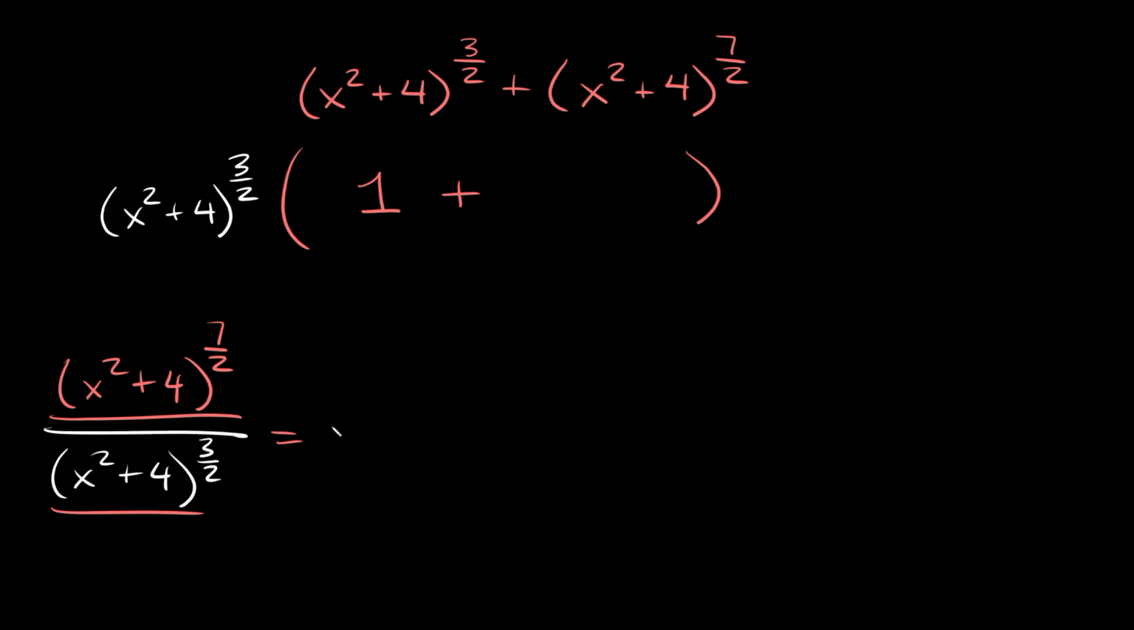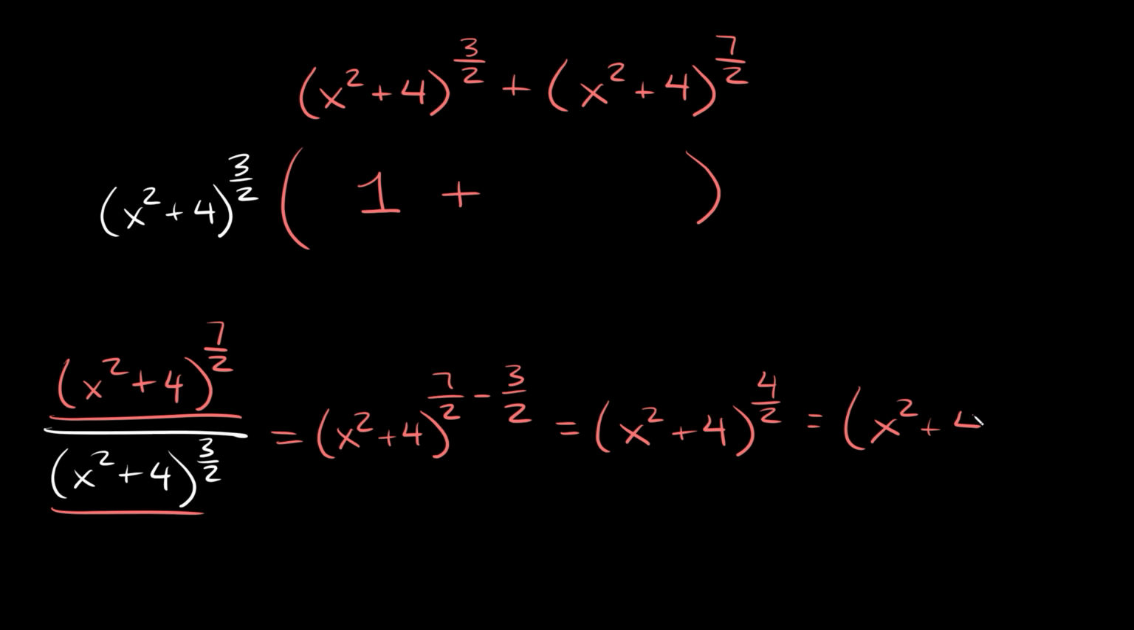x squared plus 4, x squared plus 4. So keep the x squared plus 4, and then just subtract the exponents starting with the one on top. So we're going to have 7/2 minus 3/2. All right, and this is going to be equal to x squared plus 4, and then on top we have 7 minus 3, which is equal to 4. So we're going to get 4 over 2, which is equal to x squared plus 4. 4 divided by 2 is just 2. All right, so then here, in this empty spot, we're going to have x squared plus 4, and it's squared, right?